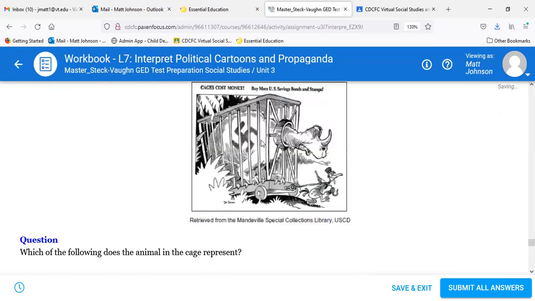Specifically with the swastika there, we know it's supposed to be Nazi Germany. But more generally speaking, we're thinking about Germany and its allies. So we're trying to cage the beast there. And of course, the idea behind it, right? Cages cost money. If we're going to lock these guys up, buy more U.S. savings bonds and stamps. That's how you're going to make your support effort.